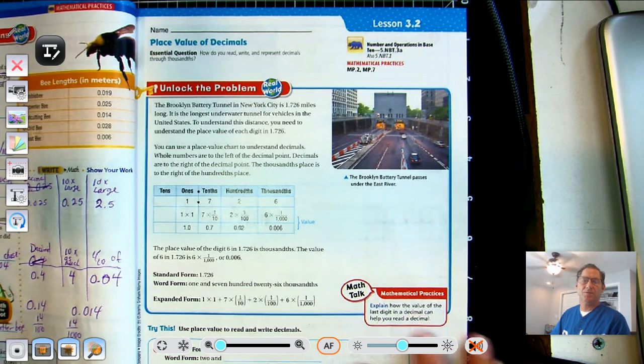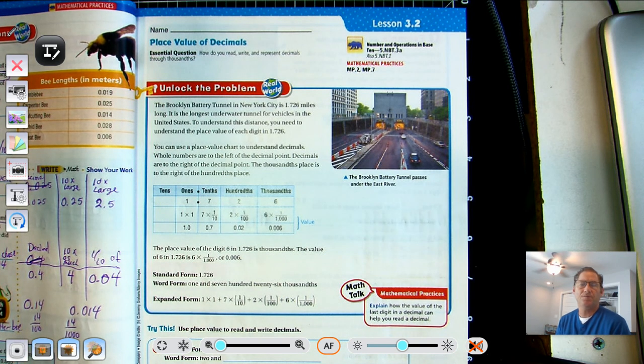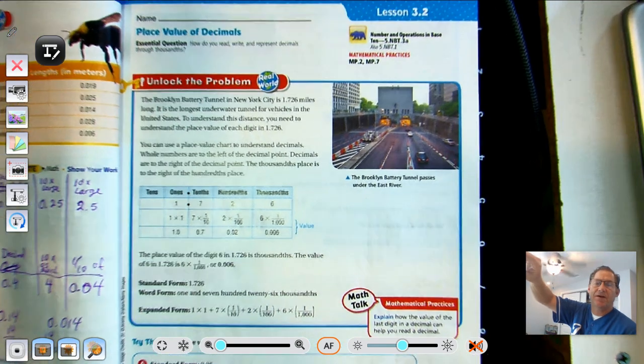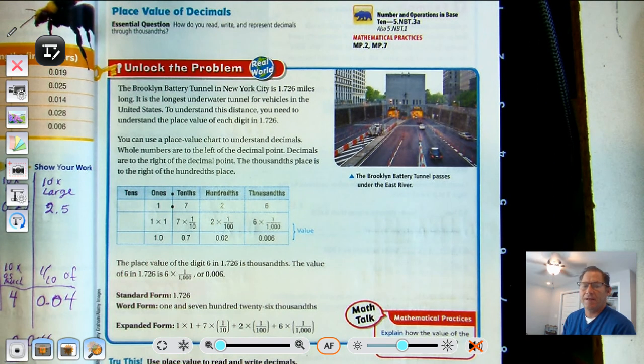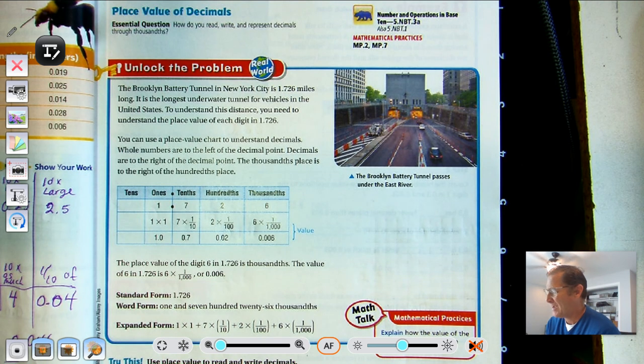Hello, everybody. So, in today's lesson, lesson 3.2, our topic is place value of decimals. And our essential question that you should be able to answer by the end of our lesson is how do you read, write, and represent decimals through thousandths? We are on page 113 of the fifth grade Go Math textbook. So, let's get started with Unlock the Problem.